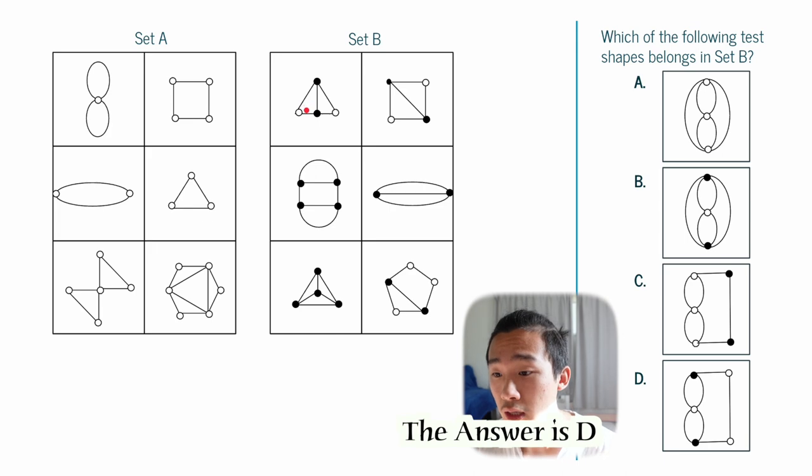So if you look at that, three lines out of the black, three lines out of the black, two lines out of the white, three lines out of the black, three lines out of the black, three lines out of the black, two lines out of the white.